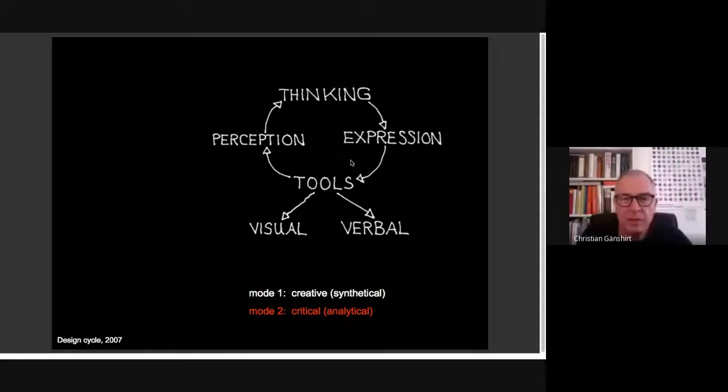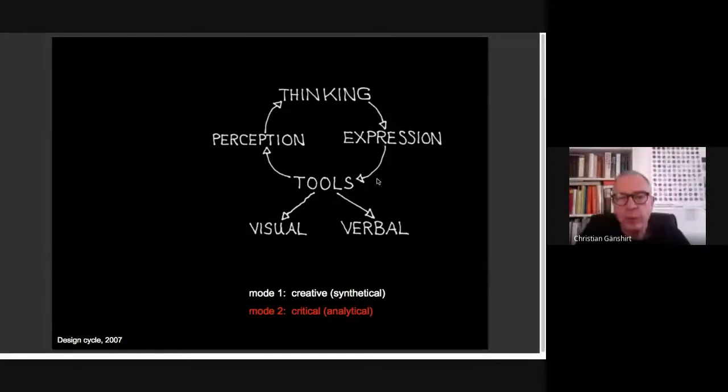And now what's obvious is that every step in the design cycle is essential. We cannot do without thinking. We cannot do without expressing our thoughts. We cannot express our thoughts without tools, without media.